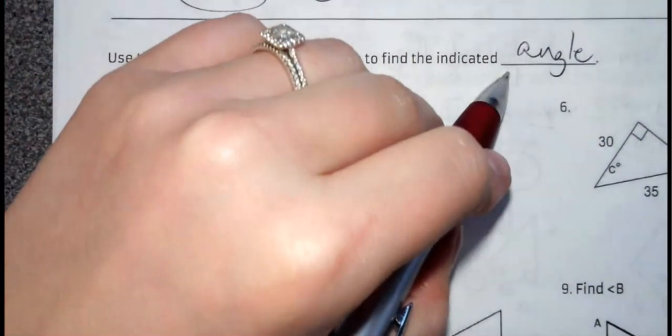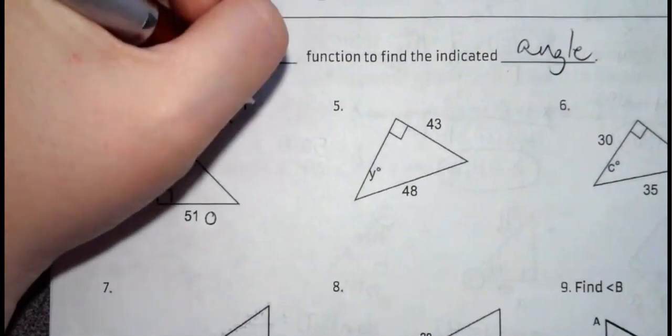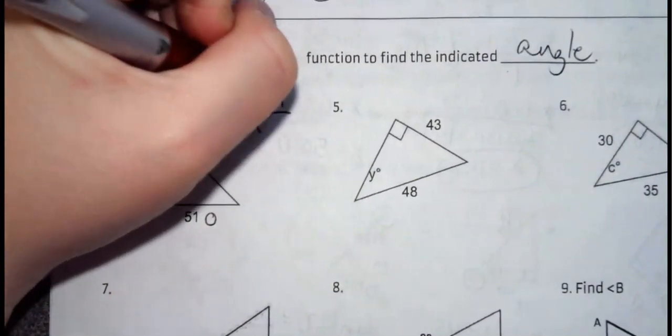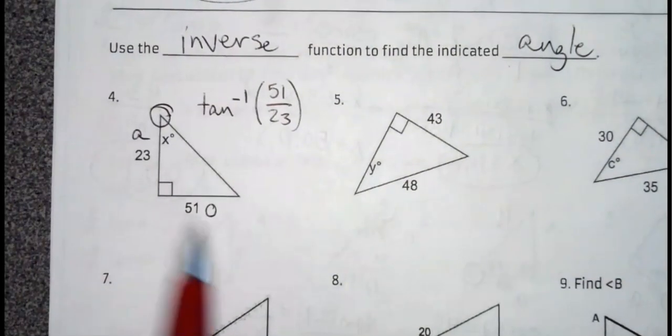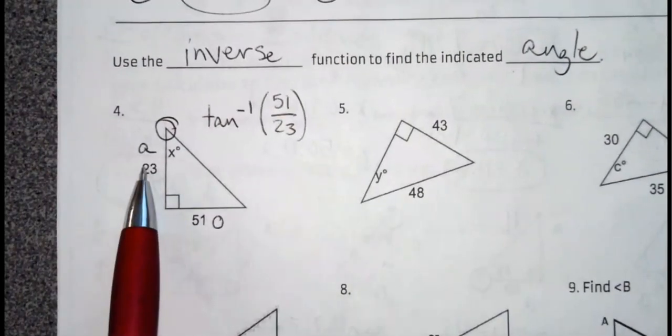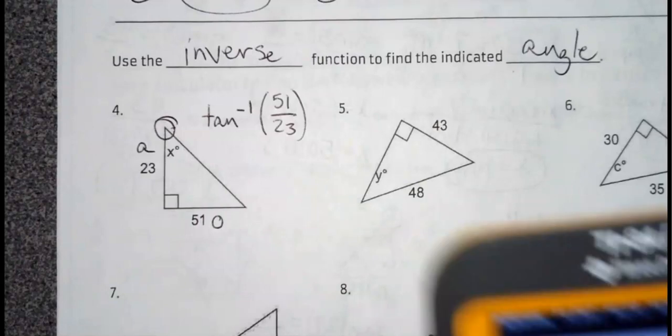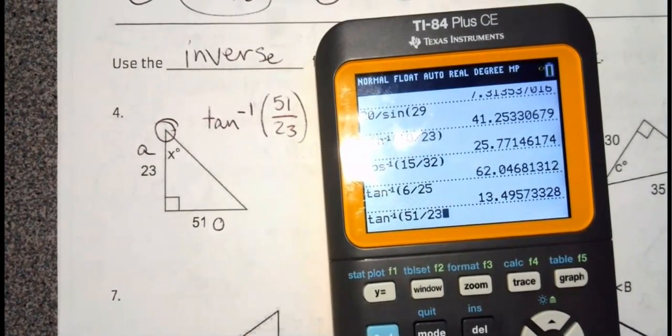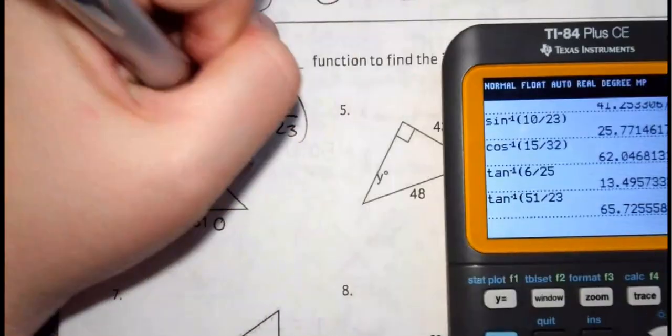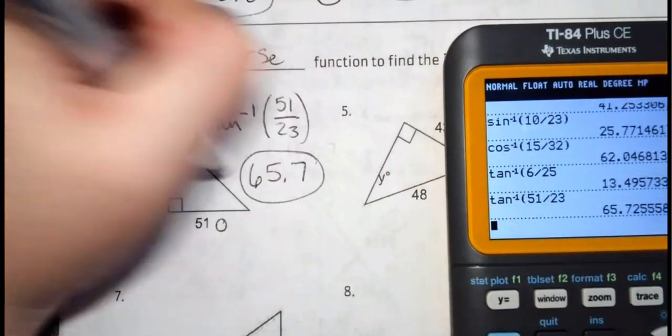Inverse means angle. Tangent inverse of 51 over 23. Typically, if somebody misses these, they either mix up the numbers and don't do O over A, or they pick the wrong thing. Those are really the only two mistakes that I see. So 65.7. All right, I'm going to pause my screen.